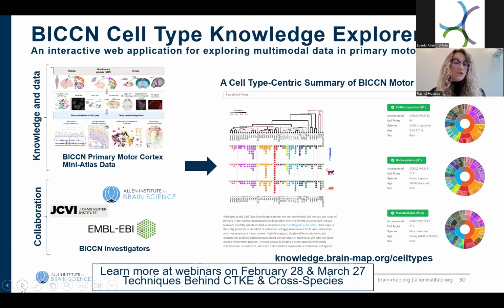But for the Cell Type Knowledge Explorer, we took all those 200 terabytes of data generated from that project, and together the Allen Institute with their collaborators created this online tool for you to sort through the data yourself.